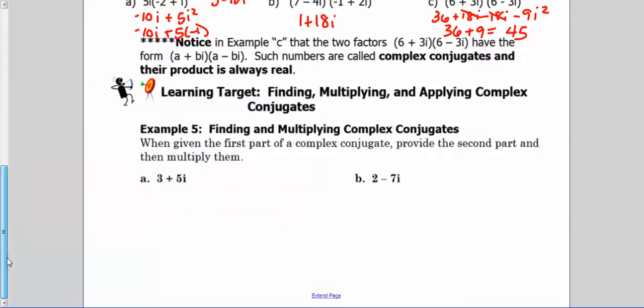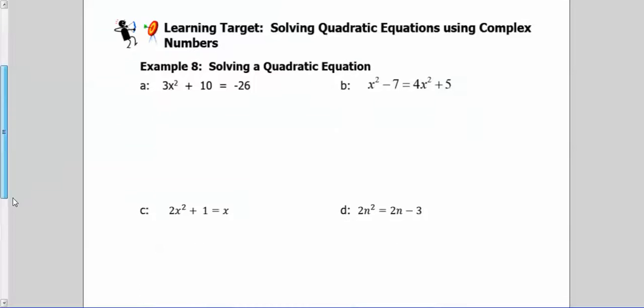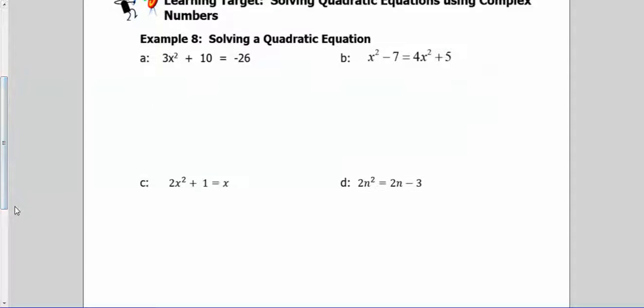Okay. Down here, this section's talking about complex conjugates, and we're going to save that part for another day. And let's skip to the next page. So you use the conjugates for problems like this with complex numbers, but we're going to go on to example 8, solving quadratic equations, and these equations are going to have answers that are complex or imaginary.